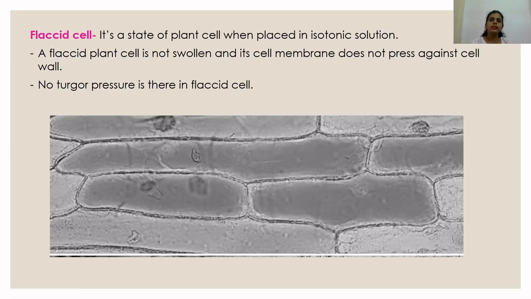Okay, so flaccid cell is a cell when a plant cell is placed in isotonic solution, and it is, remember, a flaccid cell is not swollen. Okay, and its cell membrane does not press against the cell wall. This point is very important, that a flaccid cell is never having any turgor pressure. This is the only difference between turgid cell and flaccid cell, that in turgid cell, turgor pressure is present, which is applied by water molecules on cell membrane, and hence cell membrane presses against the cell wall. But in case of flaccid cell, turgor pressure is absent. Okay, turgor pressure is lost. And flaccid cell is a condition of plant cell when it is placed in an isotonic solution.